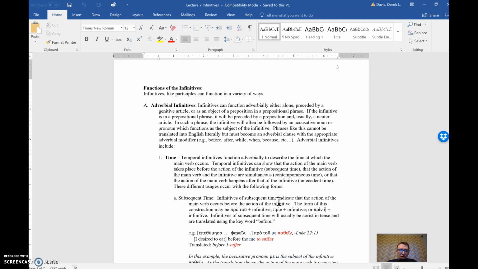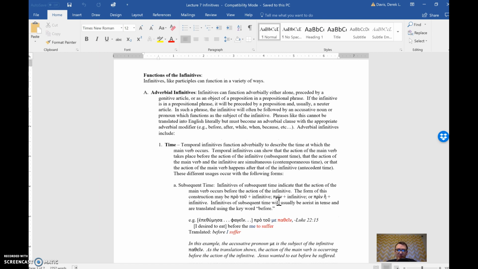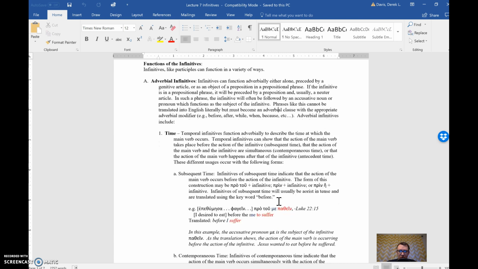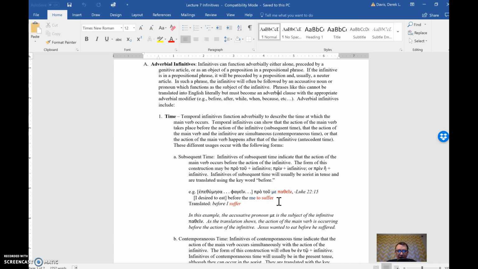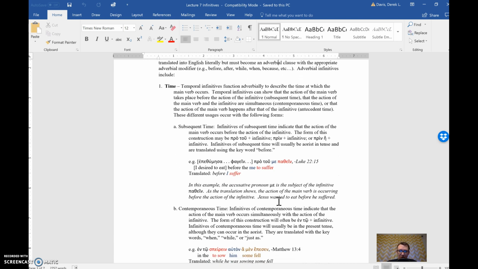So there are two primary ways, as I've already stated, it's going to function. It's either going to lean on the verbal side or lean on the noun side. And so the first category we're going to look at is adverbial infinitives. This is when the infinitive is functioning either with an article, so a definite article in particular, or as the object of a preposition. So you'll see that there are several major categories, the first of which is time.